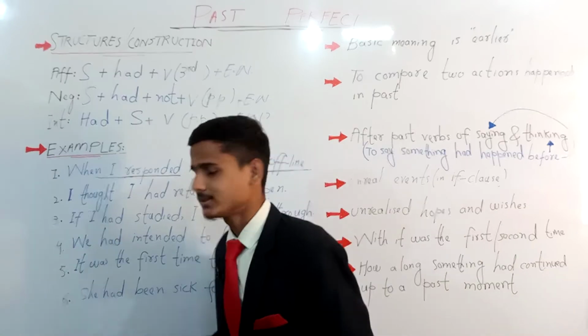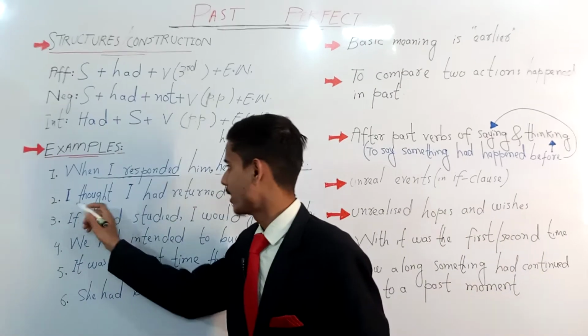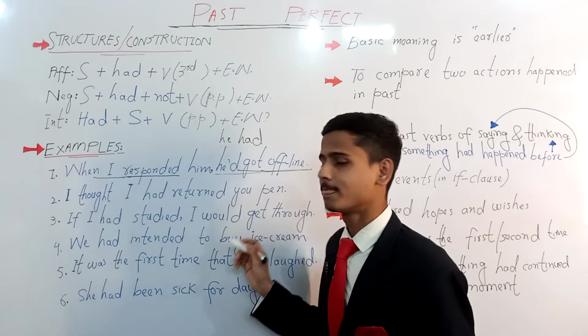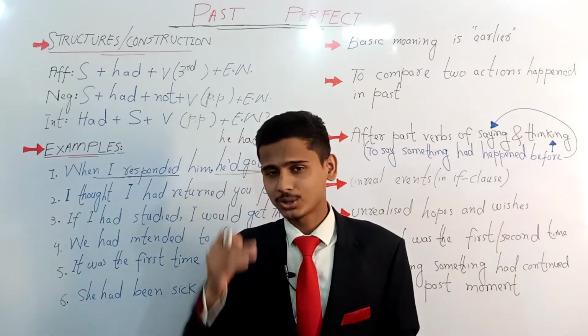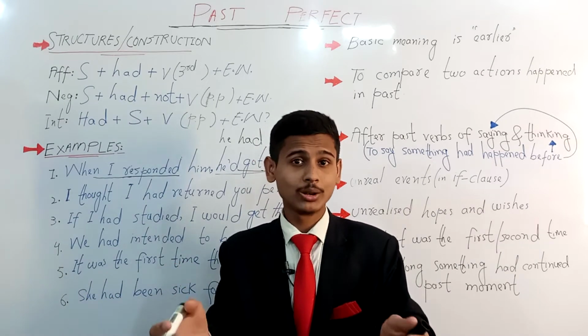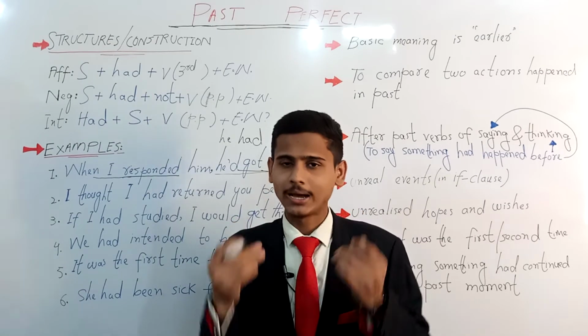Now moving toward the second example sentence: I thought I had returned your pen. I thought I had returned your pen. So the pen that I borrowed from you, the pen you lent me, I thought I had returned it to you.